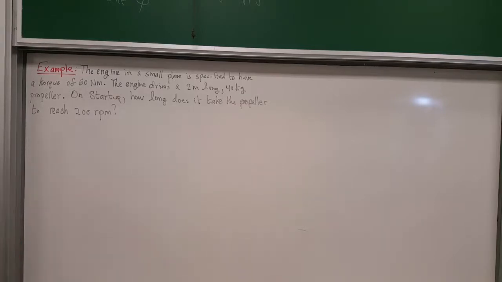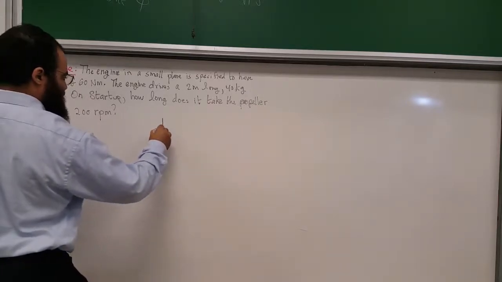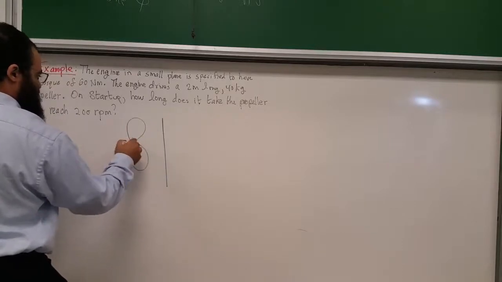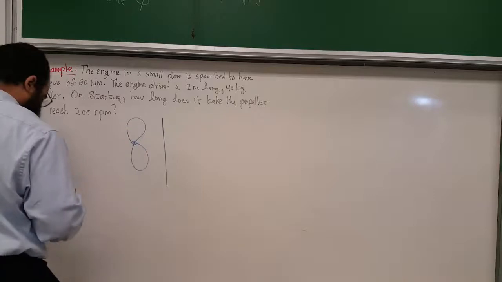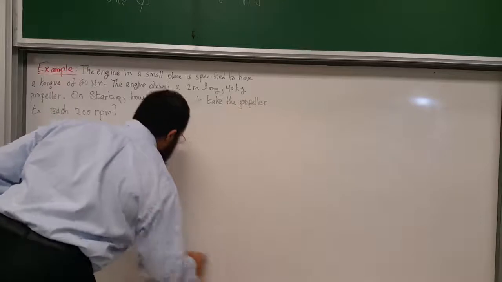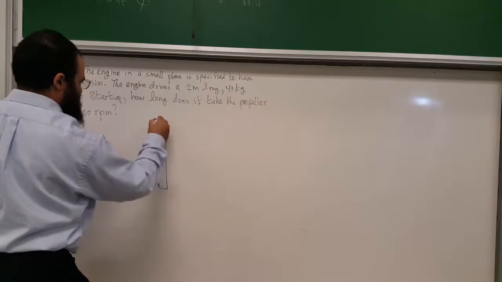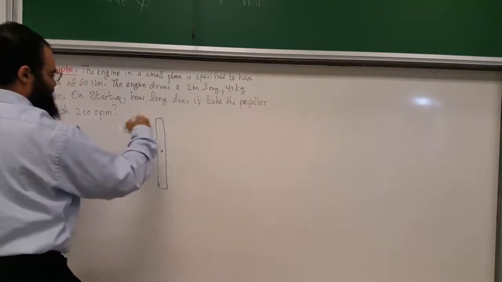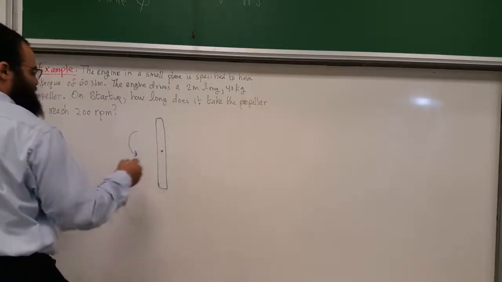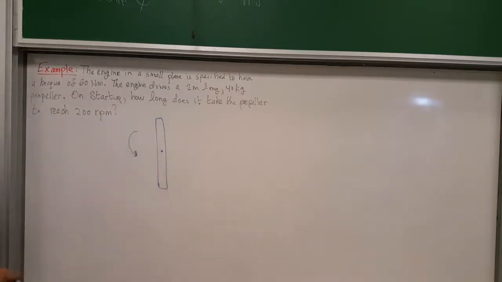So let's draw a picture of what's going on and then do the problem. So the propeller looks something like this. They're usually like this, and you spin them. But let's model them. It's like a rod. Here is a rod, and it will spin about its center of mass. So it will spin this way. This is the axis of rotation. It will just go like this and turn around it.